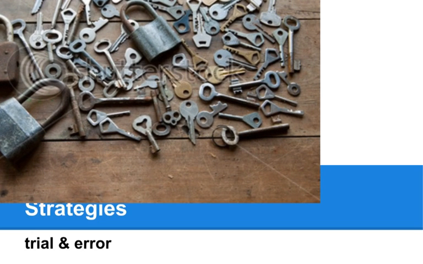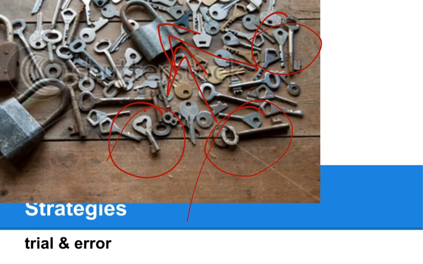By using trial and error, you would kind of look at all of the different keys you had. You would say, oh, maybe it's this key, maybe it's this key, maybe it's this key, and you try all of them in the lock until one of them finally opened it. So you go through all of your options and you just see what works.